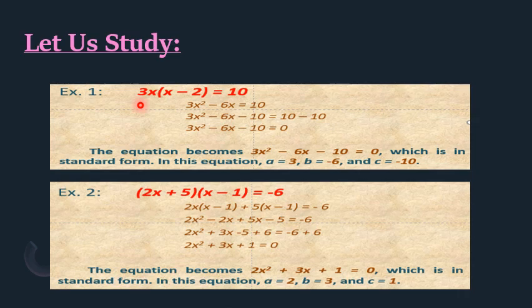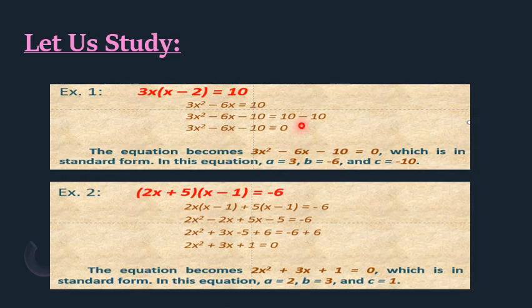So, 3x, i-distribute na to siya sa x, we have 3x squared. Then 3x also distribute to negative 2, so that is why we have negative 6x. Then equals to 10. Since atong standard form is equal to 0, di ba? So kailangan kaning 10 mahimo ni siyang 0. So unsa na to paghimo sa 10 mahimo siyang 0? So i-minus na to siya og 10. 10 minus 10 is equal to 0.